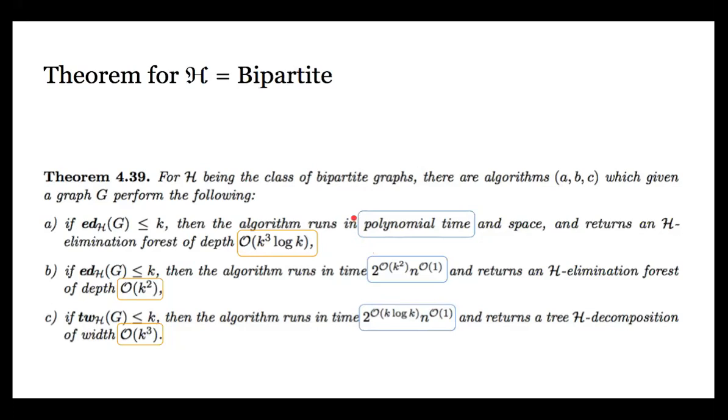And for H-treewidth, we can also compute a tree-H decomposition of width k cubed, where k is the bound on H-treewidth, in moderately exponential time. So both these approximation factors and these running times are relatively moderate. So I try to argue that this leads to an efficient computation.